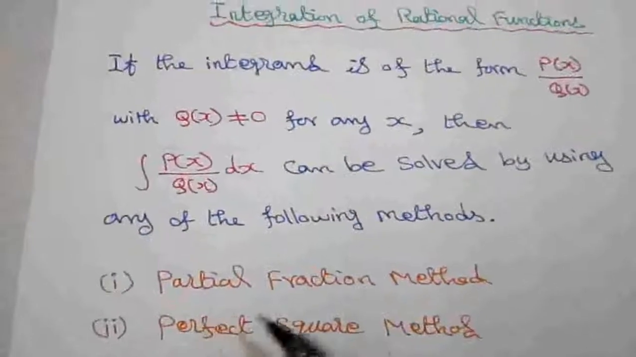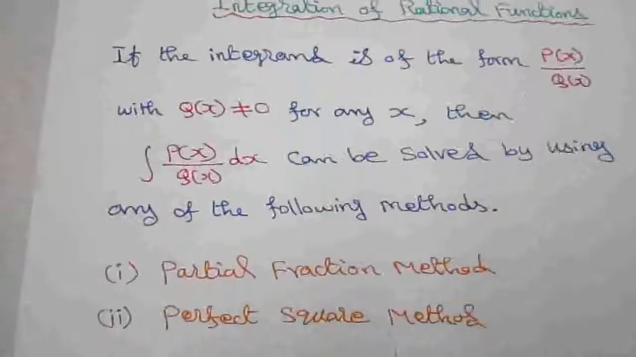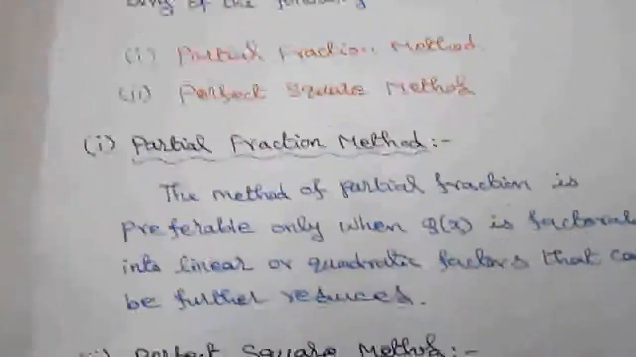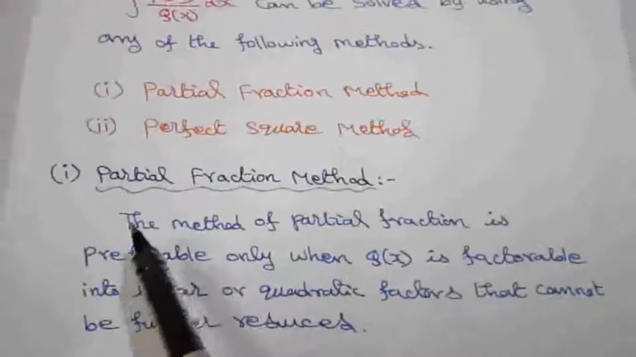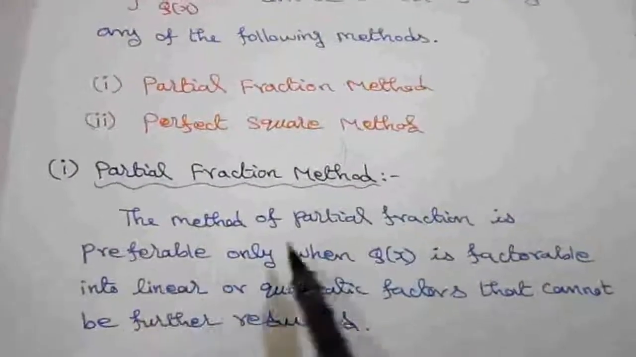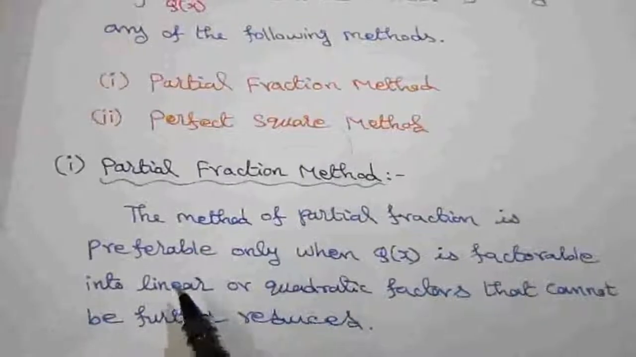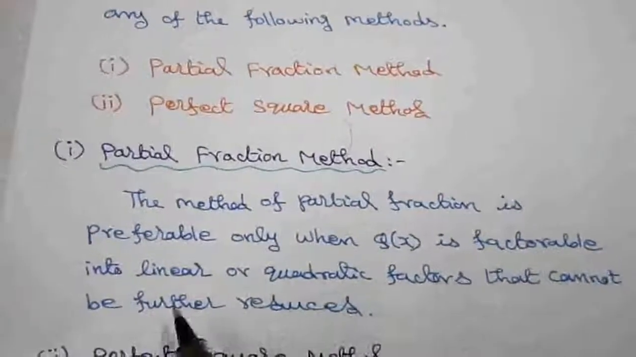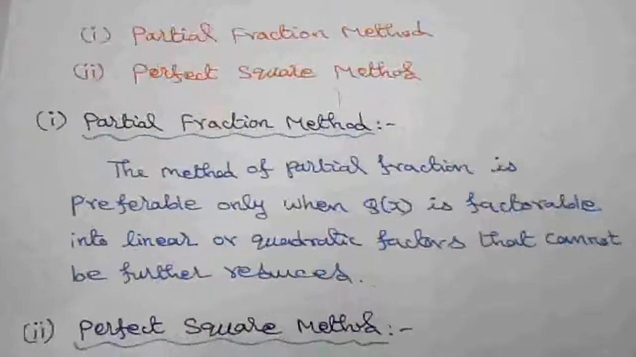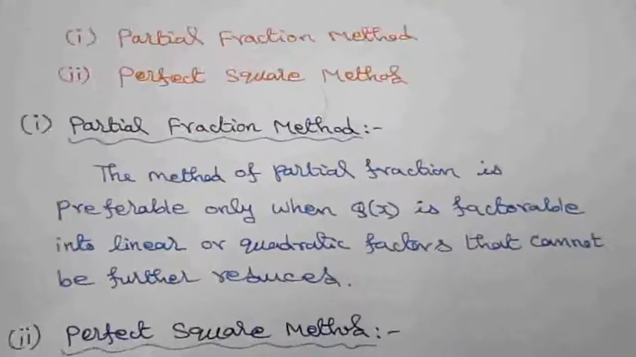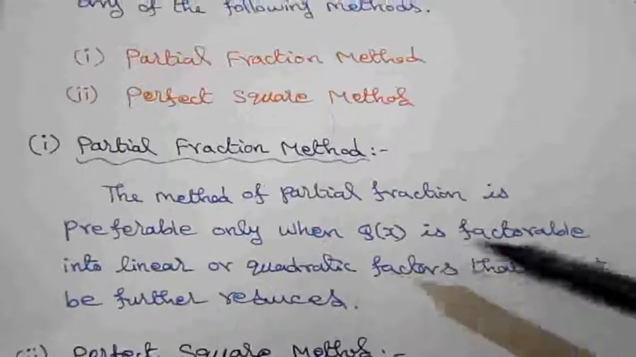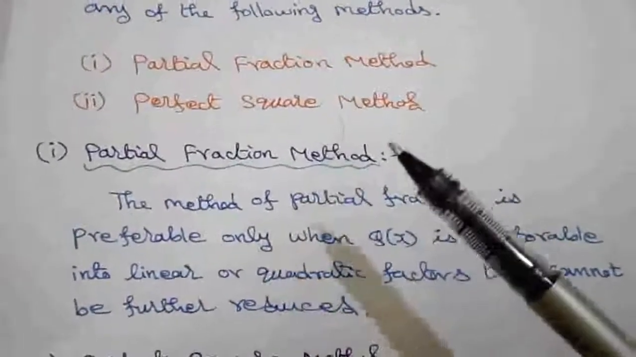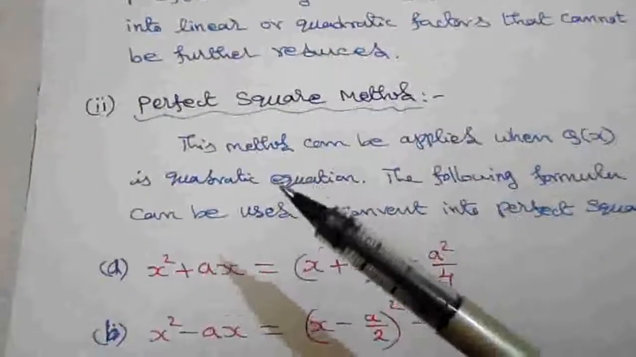One is the partial fraction method, another one is the perfect square method. The method of partial fraction is preferable only when q of x is factorable into linear or quadratic factors that cannot be further reduced. If the denominator q of x is factorable, then we can apply the partial fraction method. If not, then we go for the perfect square method.